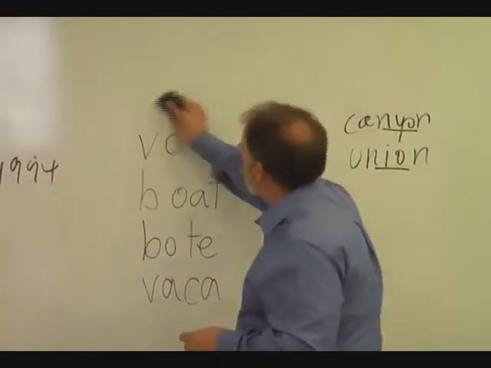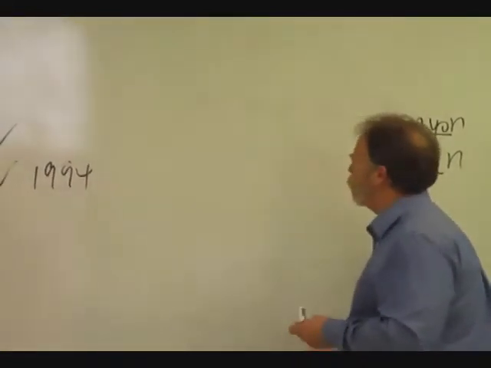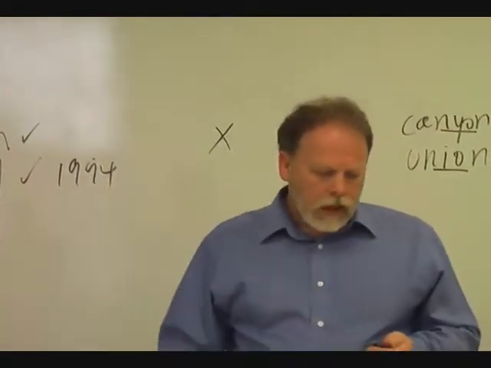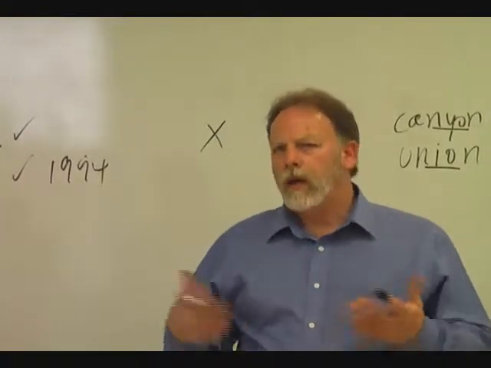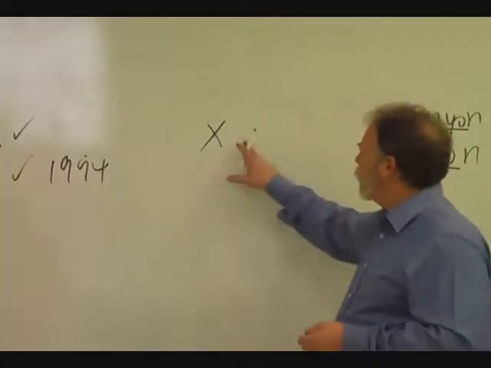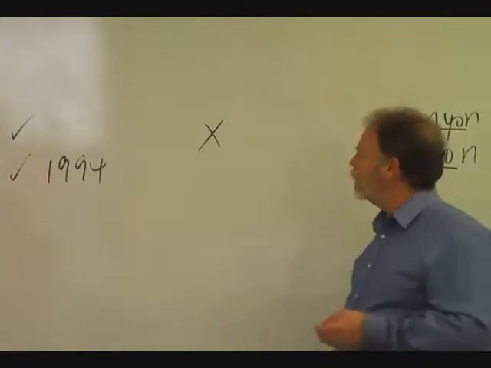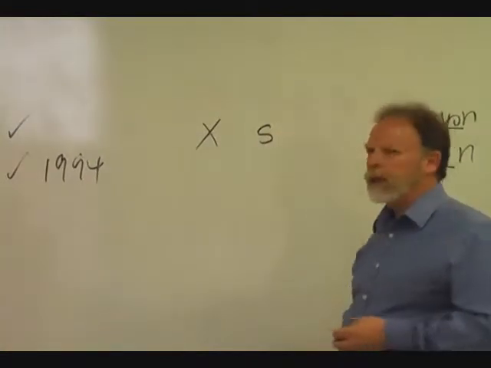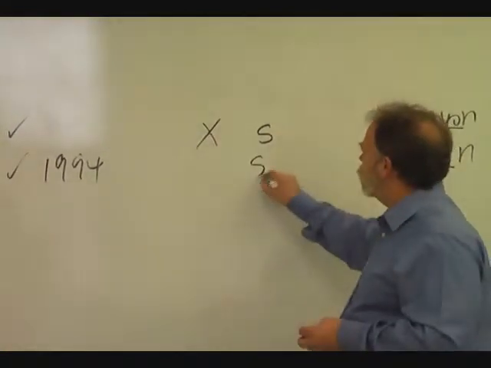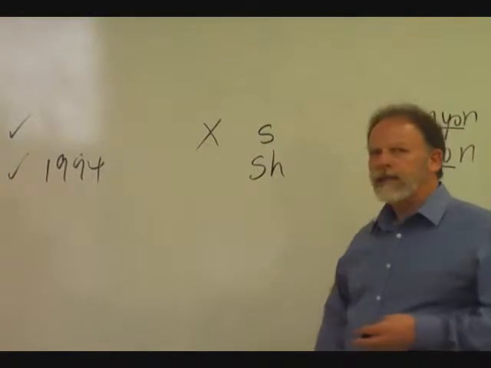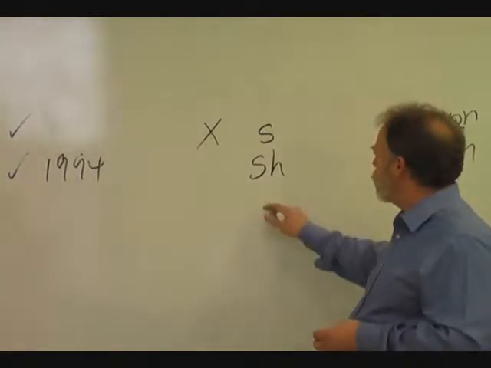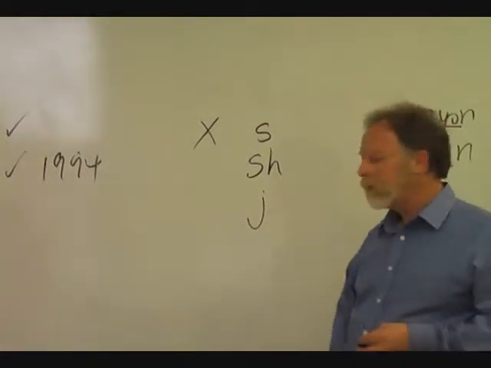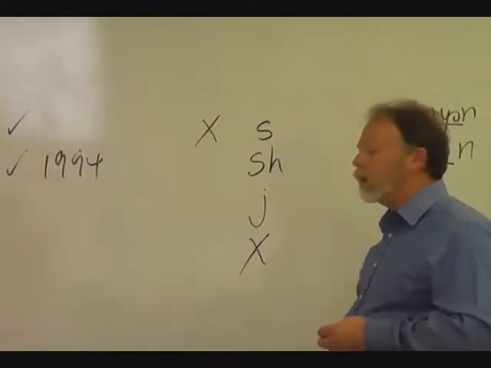The last letter, or not the last letter, the next to the last letter we want to look at is the letter X. Depending on where you find the letter X, it has a number of different sounds. It can sound like an S. It can sound like an SH. It can sound like a J. It can sound like an X.